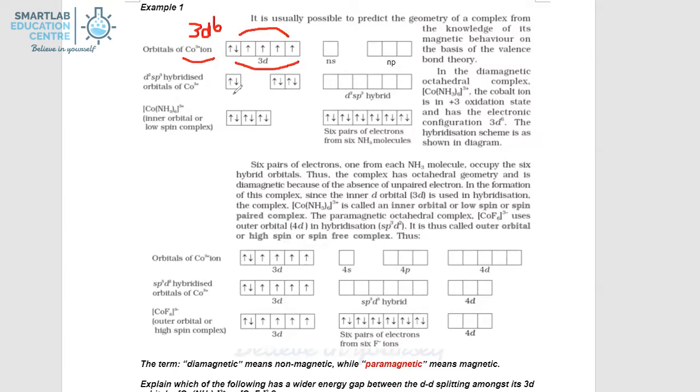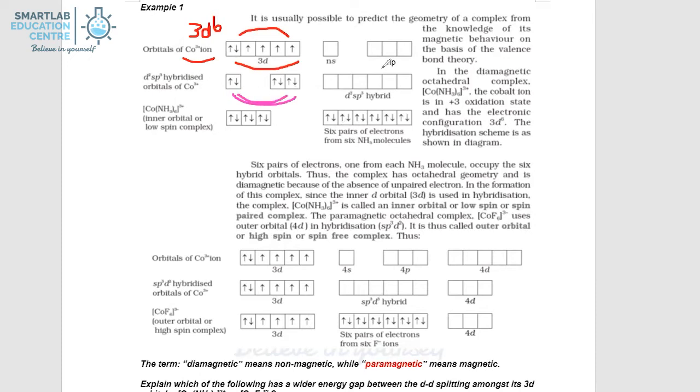Alternatively, you can have a low spin configuration where all the electrons are packed into orbitals, ensuring that one d orbital is fully filled before occupying the next, and more importantly, each orbital is fully packed. So this will be deemed as low spin.